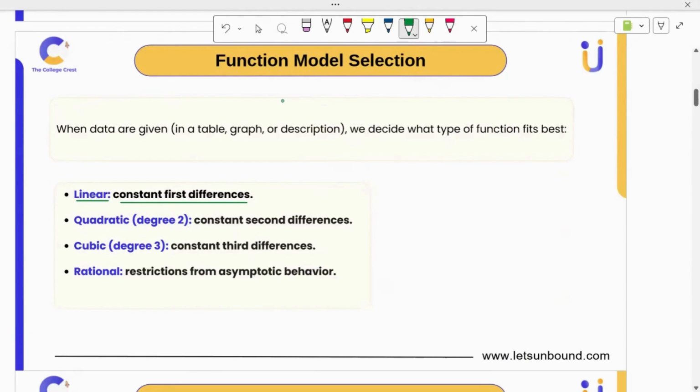If you don't have any idea what I'm telling, please do wait. I will show you a calculation of how this works. Okay, and rational when there is a restriction in asymptotic behavior. So this is how we will pick, like some of the example cases.